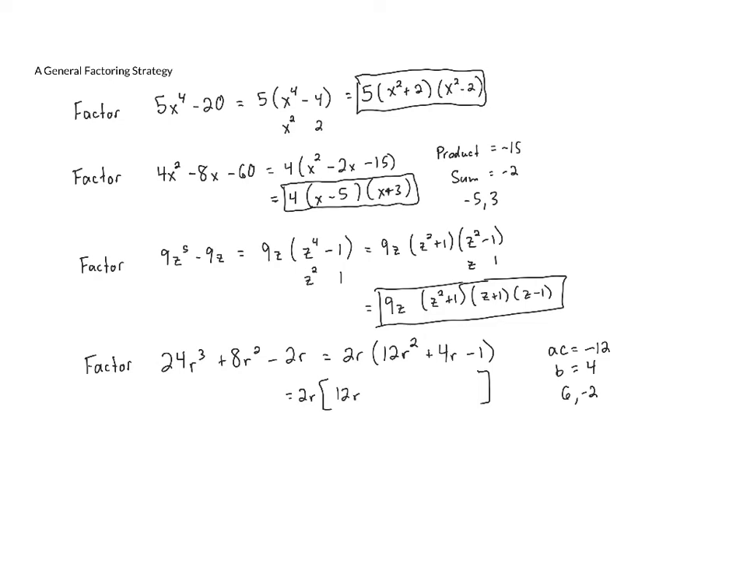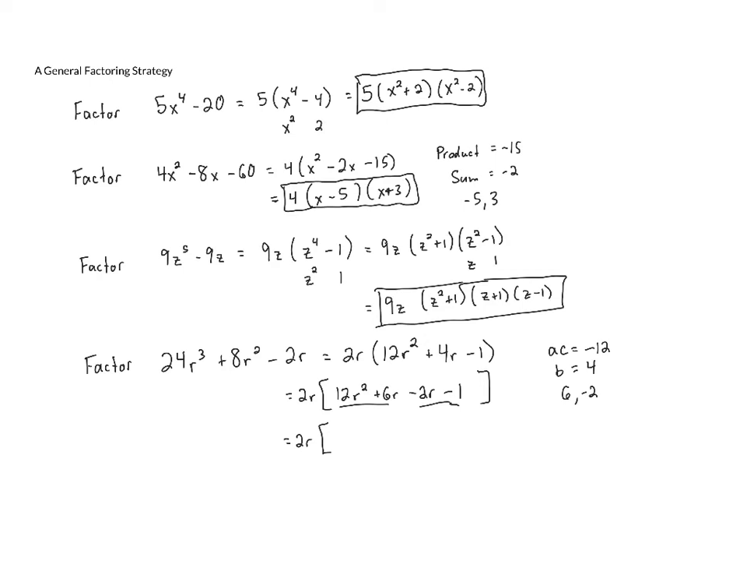When we split up that middle term, we get 12r squared plus 6r minus 2r minus 1. And then we can use grouping inside. We're going to keep that 2r out front. The GCF is always going to stay out front. It's never going to move. It's never going to leave.